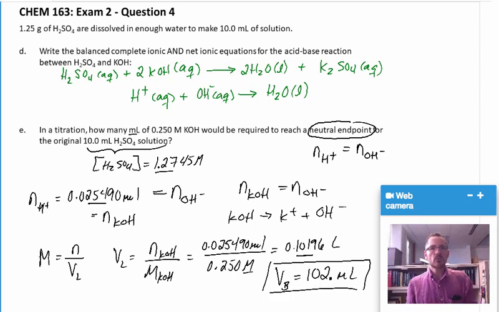So the key to this is recognizing both how you're going to break up an acid or a base into its component parts. We're constantly remembering how to work with the number of moles and molarity, working with a complete ionic equation, and how to break that up into a net ionic equation, and then what a proper definition for a neutral endpoint is.